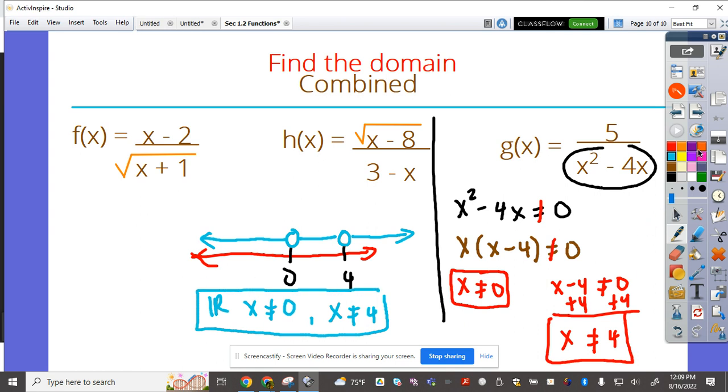Okay. Alrighty. I hope you learned something in finding the domain using these different kinds of functions: square root, reciprocal, and combined. As always, kaboom.